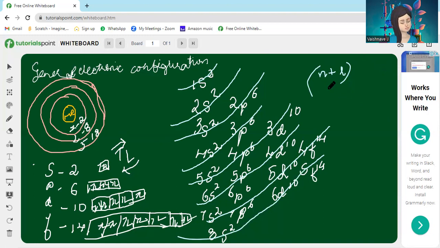To calculate the n plus l values, you must know that this basically defines the energy, how much energy each orbital contains. Now, I'll show you how that is calculated.